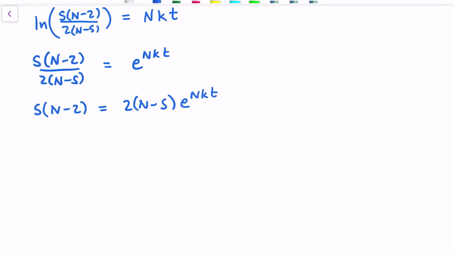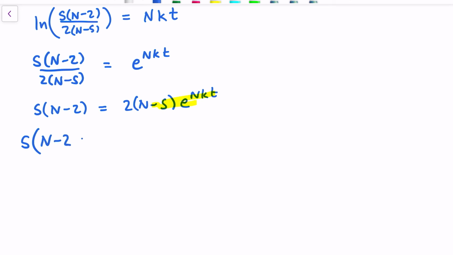Move everything that's got an s to one side. So s has an n, but it's also got a plus 2 e to the nkt. If I move this term to the left hand side, and then the other terms stay. And the sn goes to the... oh, what have I done there? The s, my bad. Both the terms on the left hand side have an s, so it's s times n minus 2.